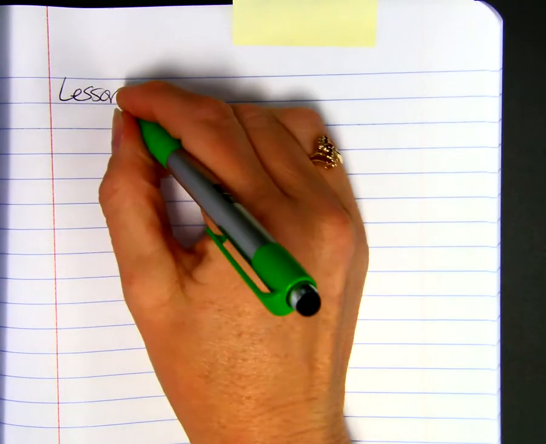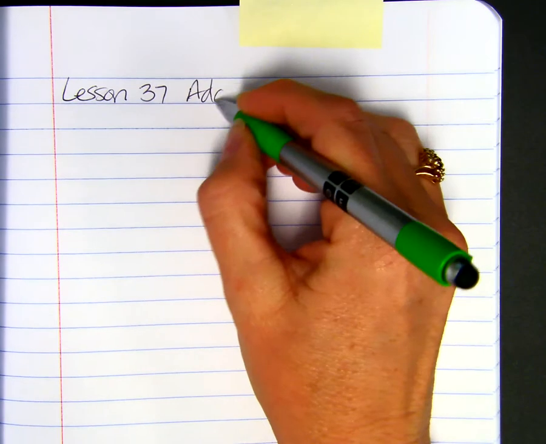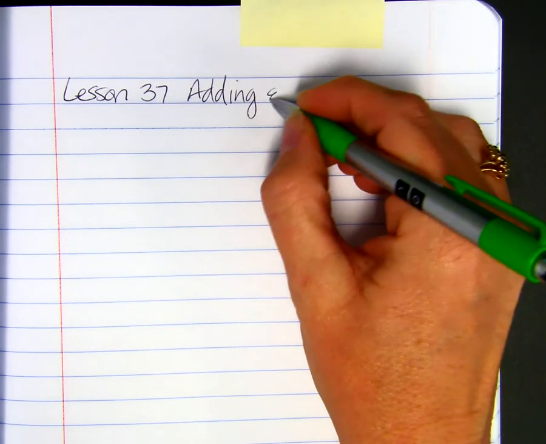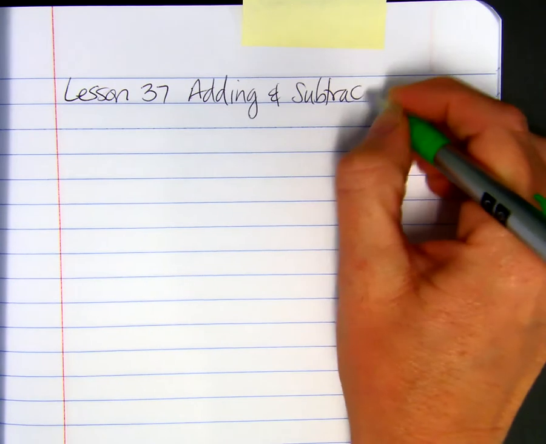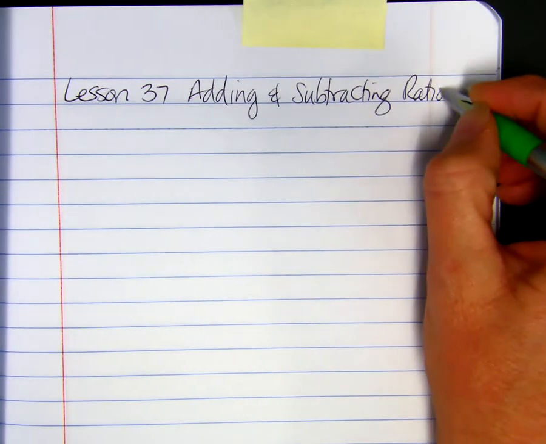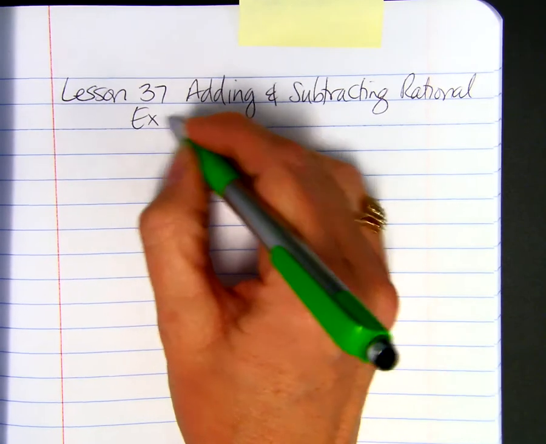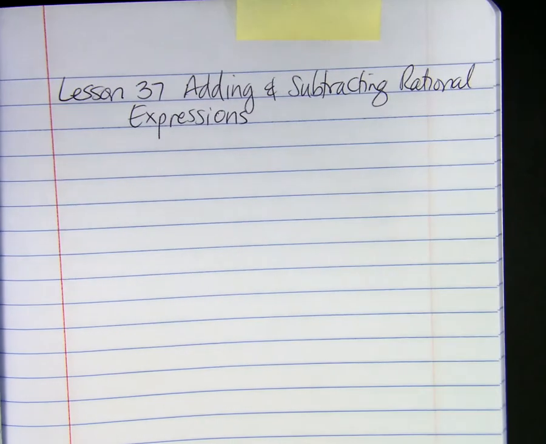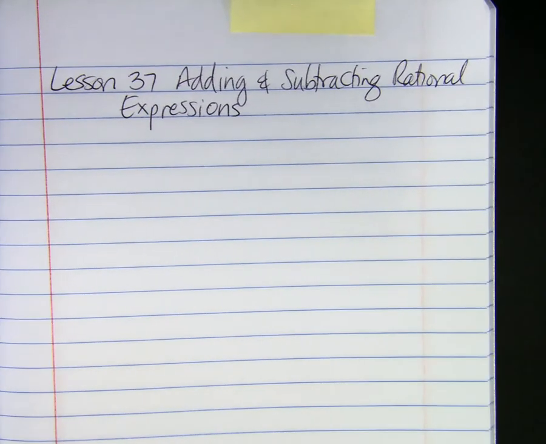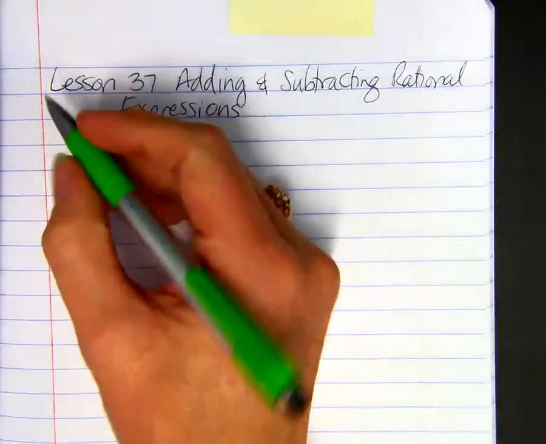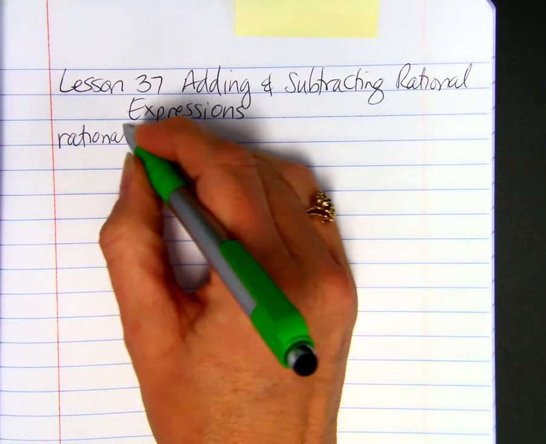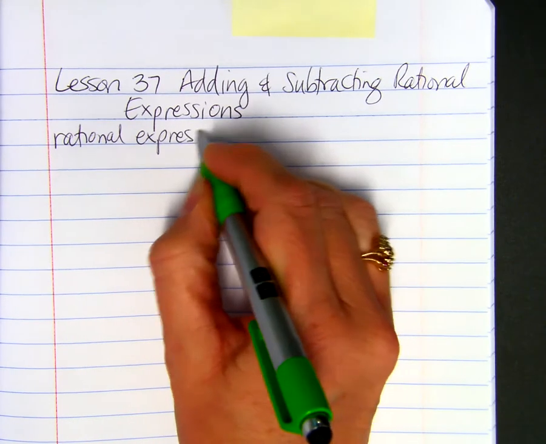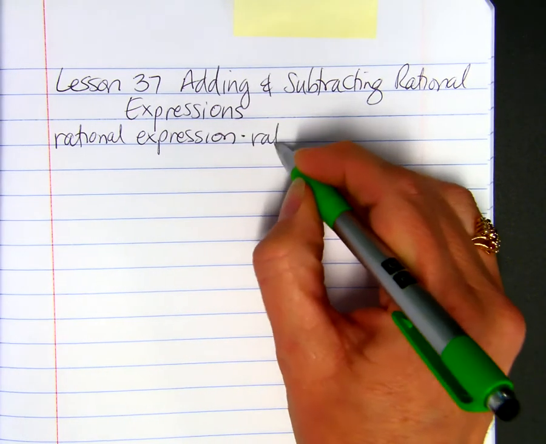Lesson 37, adding and subtracting rational expressions. It's just like adding and subtracting regular fractions. You have to have a common denominator. And in order to be a rational expression, you have a polynomial in the denominator. So finding the common denominator is probably what the lesson is mostly about. So a rational expression is a ratio of two polynomials.